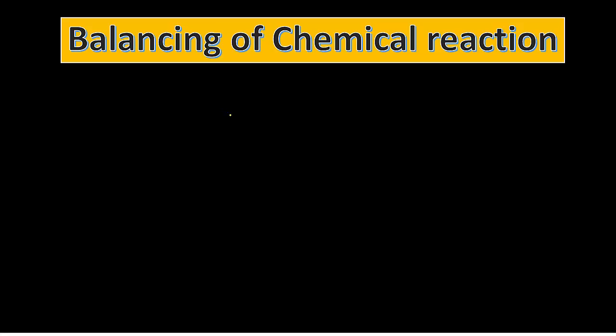Hi students, in this video we will learn how to balance a chemical reaction. Before we start balancing a chemical reaction, we need to have some basic knowledge about the compound or the molecules. For example, H2O. How many hydrogen atoms are there in this molecule? The number of hydrogen atoms is 2.